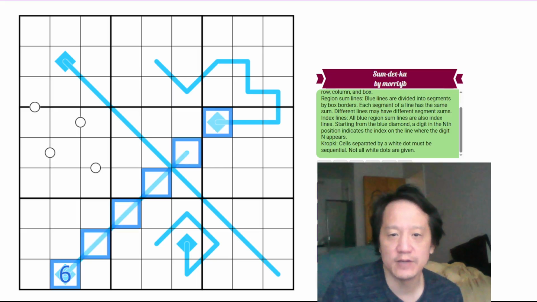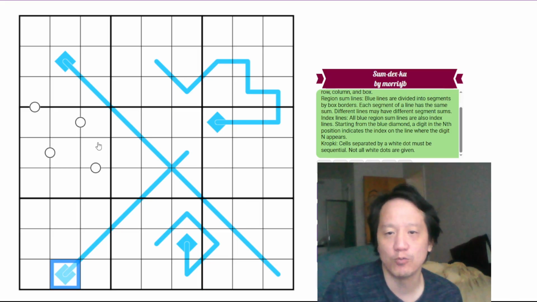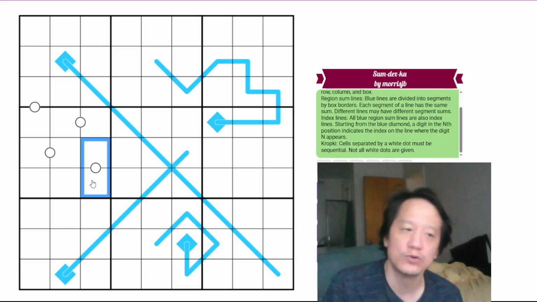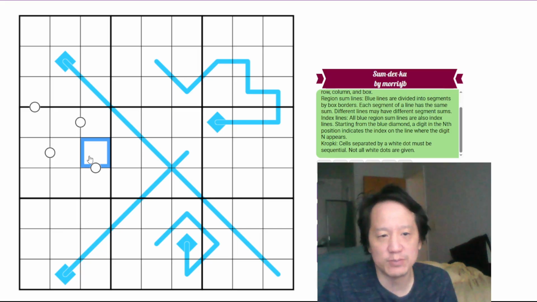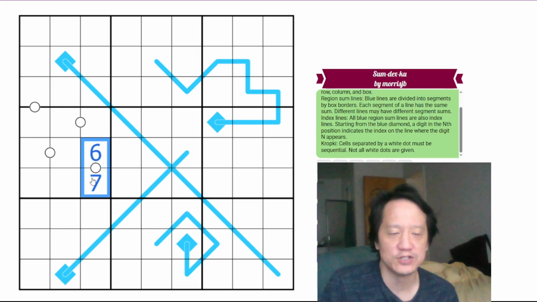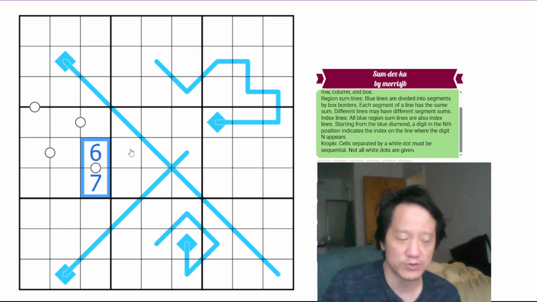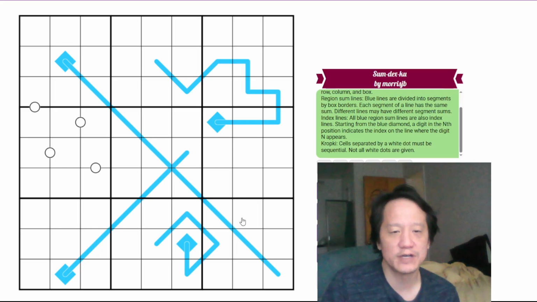And then finally, we have white Kropki dots, where cells separated by a white dot must be sequential or consecutive. Not all white dots are given. So for example, if this were a 6, this would have to be 5 or 7 to make sure that these digits are consecutive. And those are all the rules. If you'd like to play along, there's going to be a link in the description. And now, I'm going to get started. Let's learn how to Sudoku.